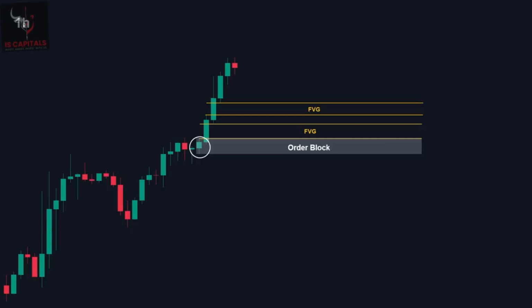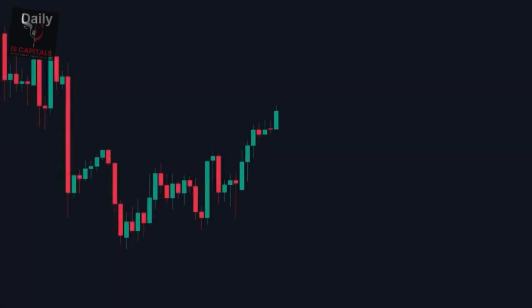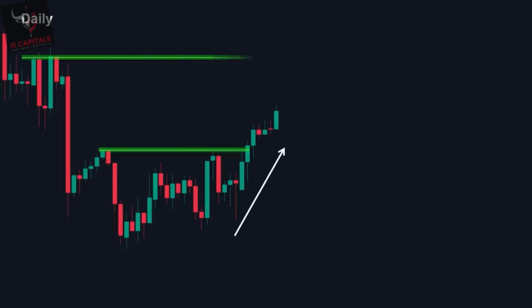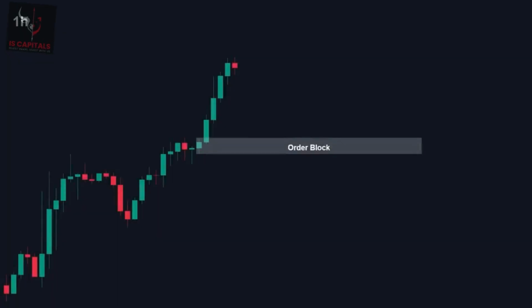But first, let's check the higher time frame to see if our analysis aligns with the bigger picture. On the daily time frame, we can see that the market has recently broken above an important resistance level, indicating that buyers are in control. Additionally, there is still plenty of space before reaching the next significant level ahead of the price. Therefore, our 1-hour analysis aligns with the daily time frame. Now, back to the 1-hour chart.